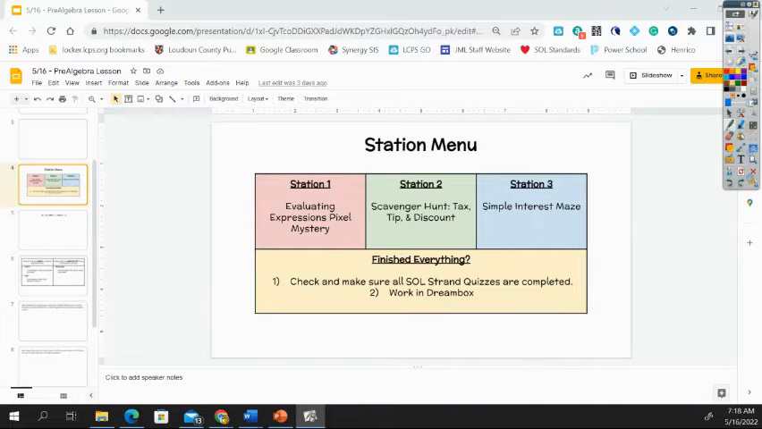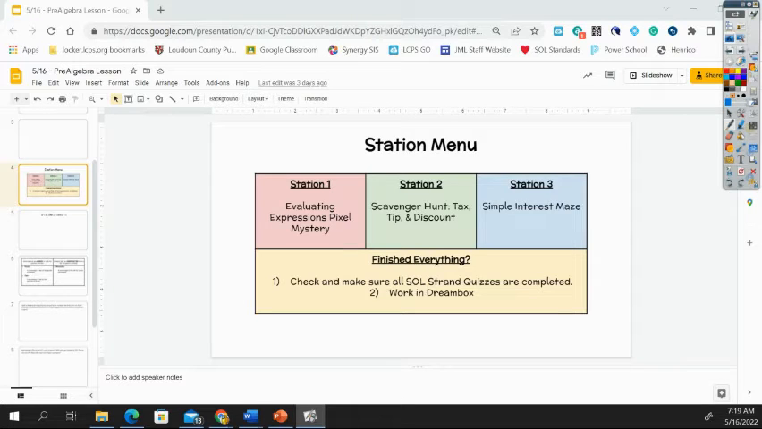Today, we're going to go back and review evaluating expressions, taxes, tips, discounts, and simple interest. Just like last class, we're going to separate into 3 groups and then rotate between the activities. You'll have about 20 minutes at each station, but maybe longer if you have more time. Let's go ahead and begin before we come back and talk about these activities.